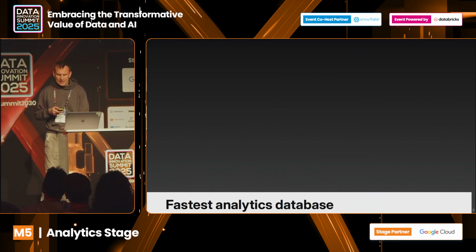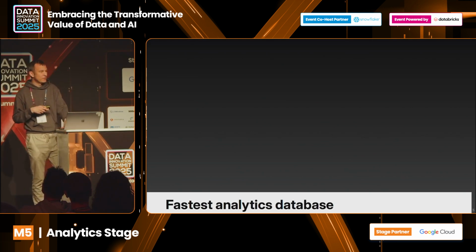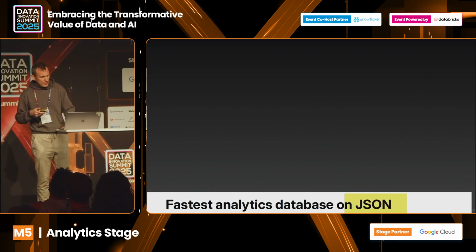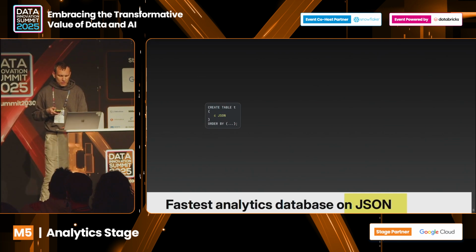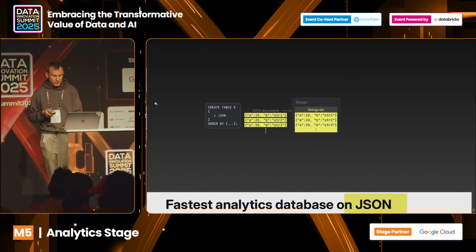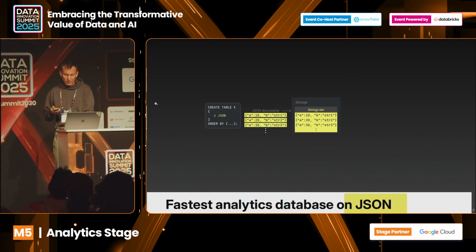Now, let's say we also wanted to make Clickhouse the fastest analytics database for JSON data. What will we need to do? So imagine we have a table with a JSON column, and we insert a couple of JSON documents. The most intuitive approach would be to simply dump these documents into a string column.